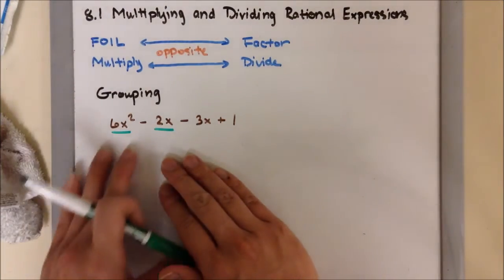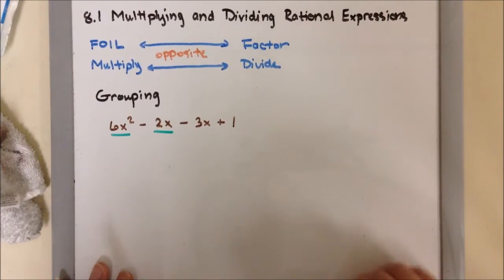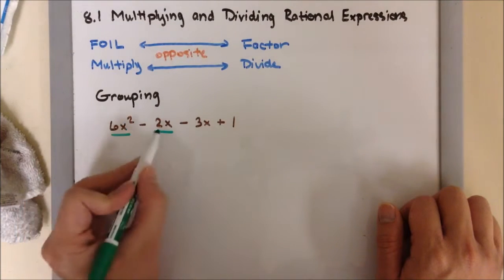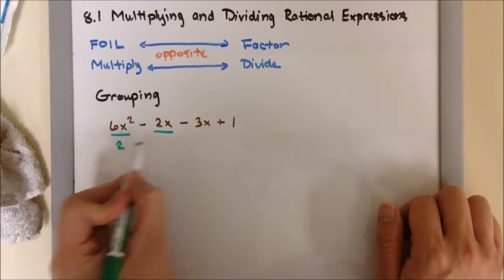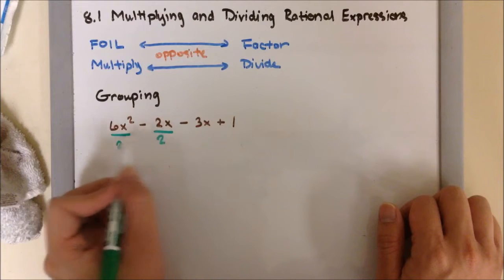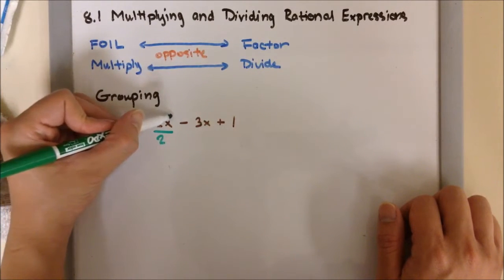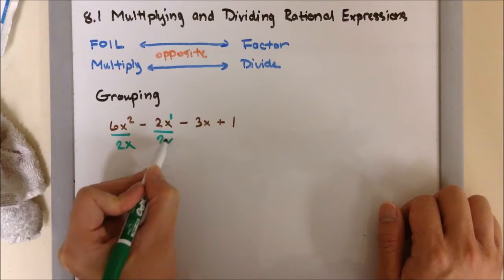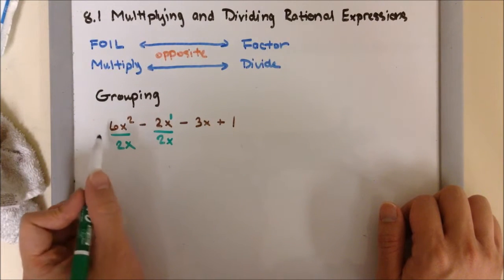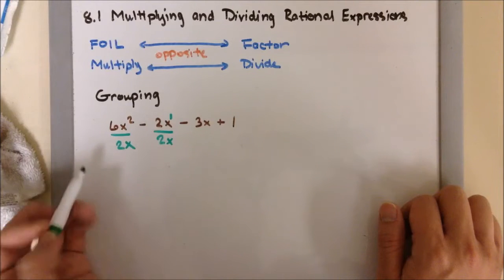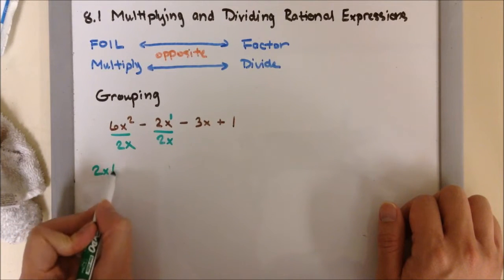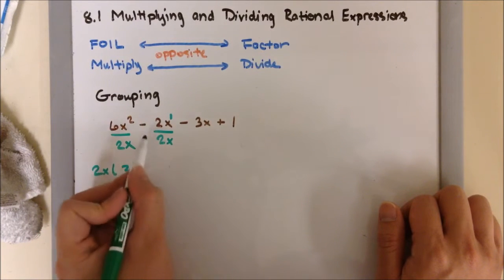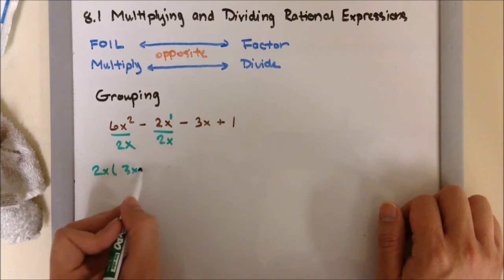On the left side, which I underlined in green, we're going to look for a common factor. The common factor between 6 and 2 is 2. In addition, they both have x, and this one has x to the first power, so we're going to go with the lowest, which is just x. When we factor out 2x, my GCF will be outside. 6x squared divided by 2x will be 3x. Negative 2x divided by 2x will be negative 1.